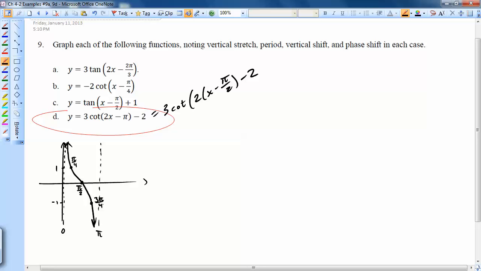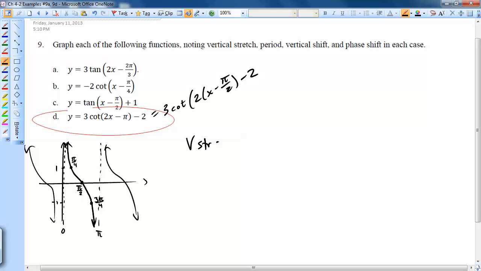Okay. So now what we need to do is all our shifts and stretches and everything. And remember, it keeps repeating. So it's not just that one spot that it does that. But if we can graph one good chunk, then we can just repeat it over and over again. So, 3 cotangent, all this other stuff.